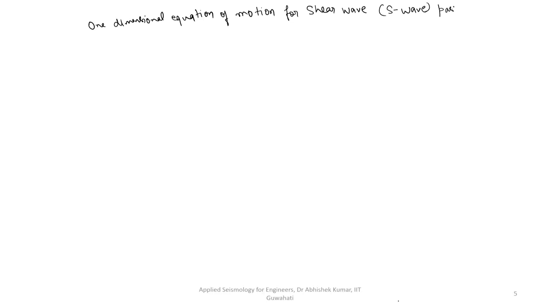So, let us discuss the one dimensional equation of motion for shear wave, or you can also write it as S wave, because shear wave we often refer to as S wave also. So, these will be coming. If you take a recording station, you will have firstly the component from P wave, second you will have the component from S wave. Before you start, the one dimensional equation of motion for shear wave passing through an infinite medium.